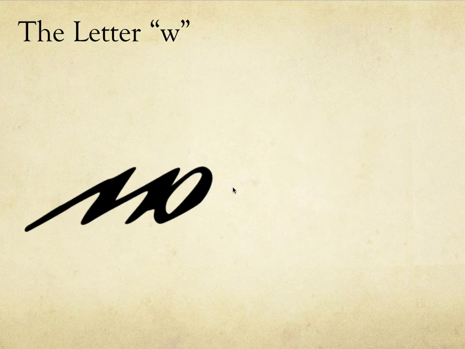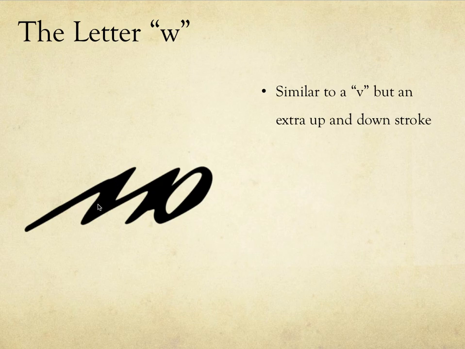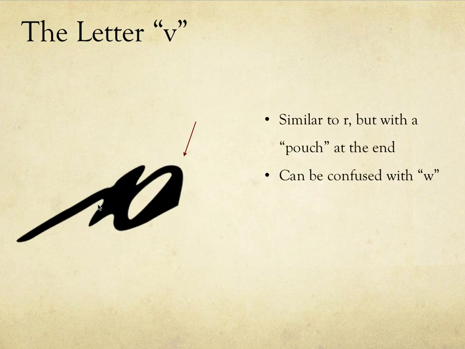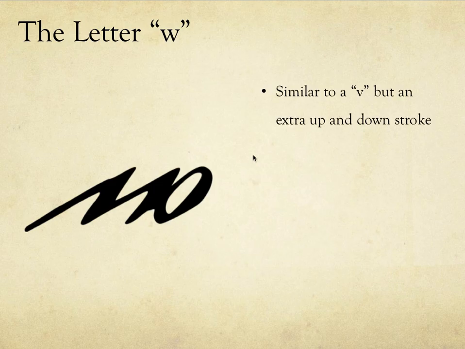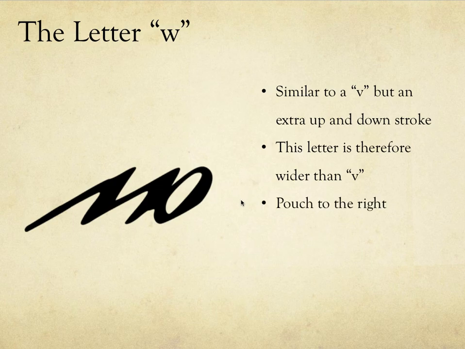And here we are. Now the W has this extra up and down stroke compared to the V. You'll notice our V has one up and down stroke and then the pouch, whereas the W has 2 up and down strokes and then the pouch, and therefore is wider than the V.